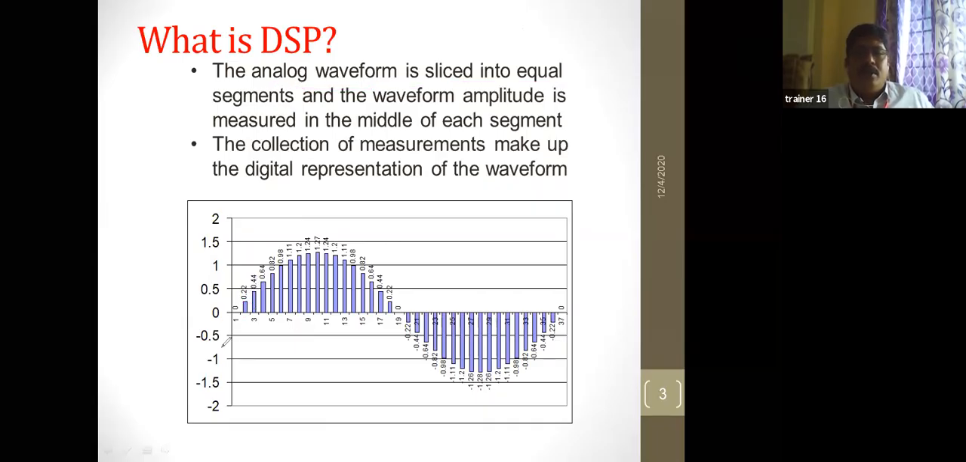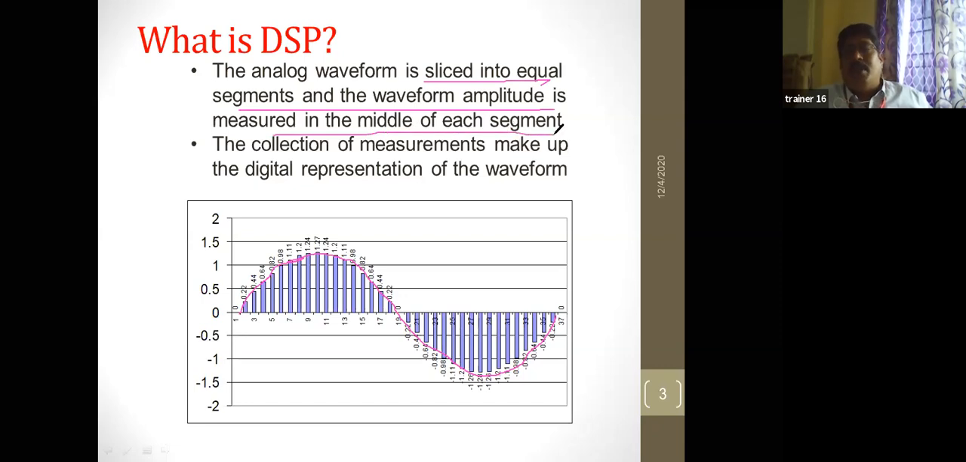All of you see here. Again, I'm writing clearly. First, this is the analog signal. All of you listen carefully. Are you understanding? What is happening in the signal processing? It's sliced into equal segments, and the waveform amplitude is measured in the middle of each segment.